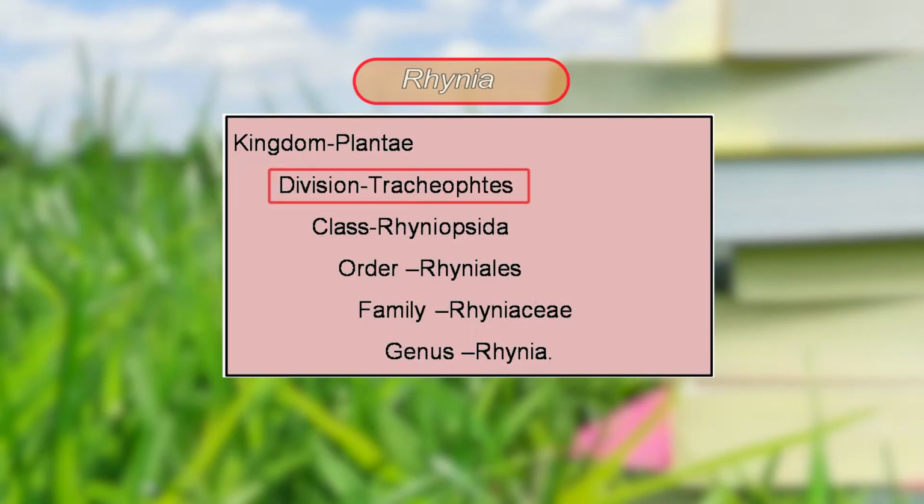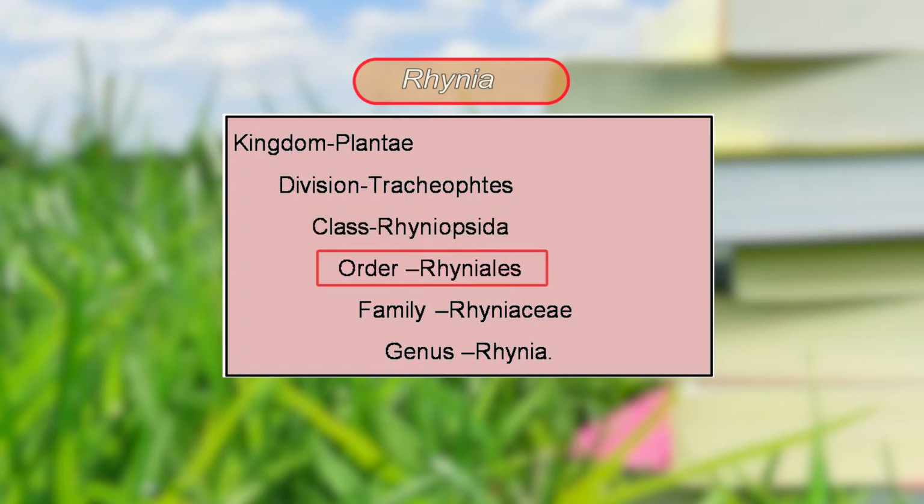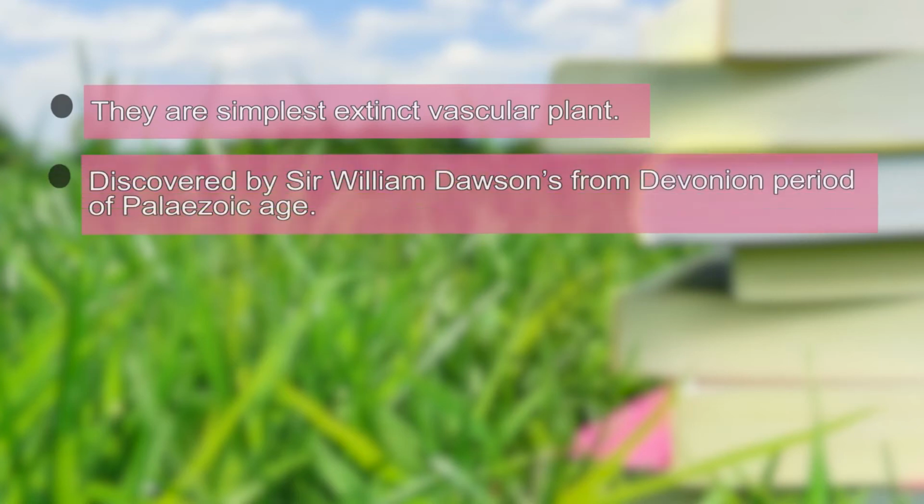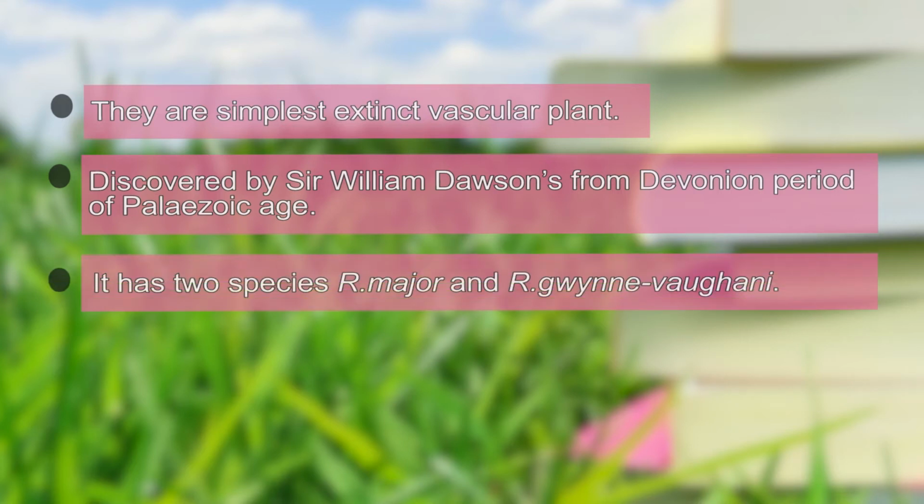Now we will be talking about Rhynia. Before that, we should know the exact systematic position of Rhynia. Firstly, it belongs to the division Tracheophytes, class Rhyniopsida, order Rhyniales, family Rhyniaceae, and hence it's the genus Rhynia. These are extinct vascular plants, so they are no longer found, and they are found from the Devonian to the Paleozoic age. Two species of Rhynia have been confirmed, one known as Rhynia major and the other Rhynia gwynne-vaughanii.